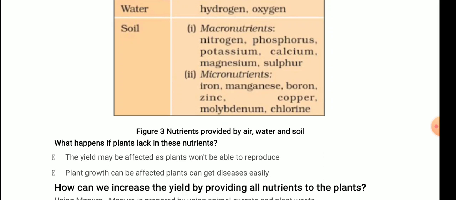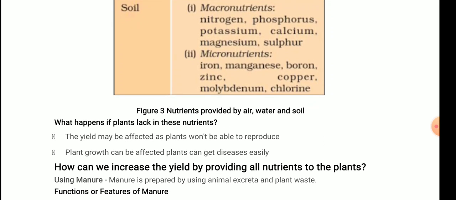It is not that if iron is a micronutrient, it is not required. It is required, but in small quantities, and it is very important. And so is manganese, so is boron, and so is zinc. Clear? It does not depend on whether an element is a macro or a micronutrient. It is required by the plant and it is very essential in different activities that the plant is performing. So the question arises, how can we increase the yield by providing all the nutrients to the plants?